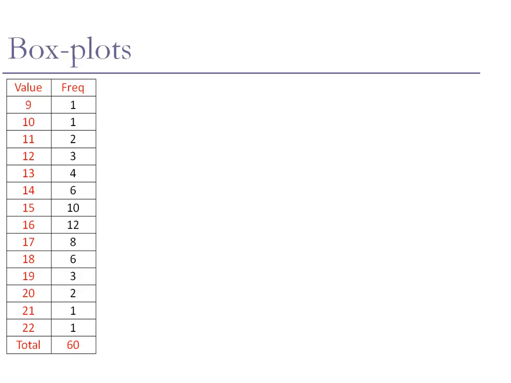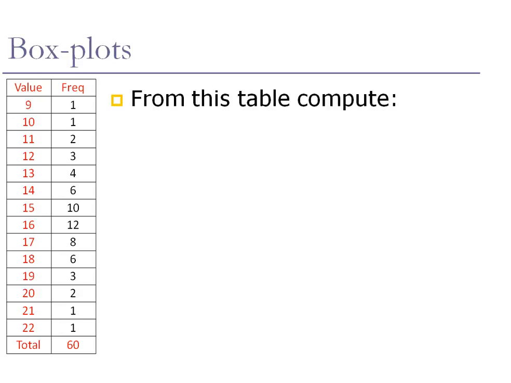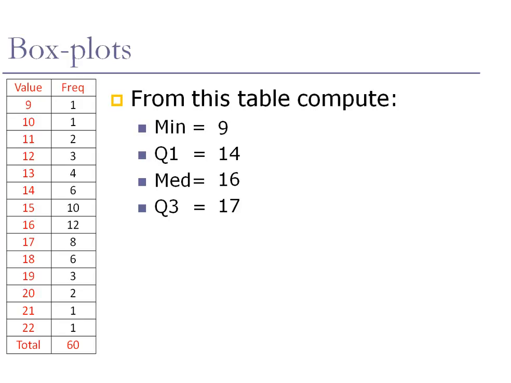So how does this work? Well, first of all, we're going to start from this table, or even better from the raw data, and we're going to compute a number of basic statistics that we've seen before. Namely, we're going to look at the minimum, which in this case, as you can see, is 9, and then we can compute the first quartile, and you may want to pause the video now and check on your own that the first quartile is 14. And we can look then for the median, and again, I'll leave it as an exercise to check that it is 16. Similarly, the third quartile turns out to be 17, and the maximum turns out to be 22.